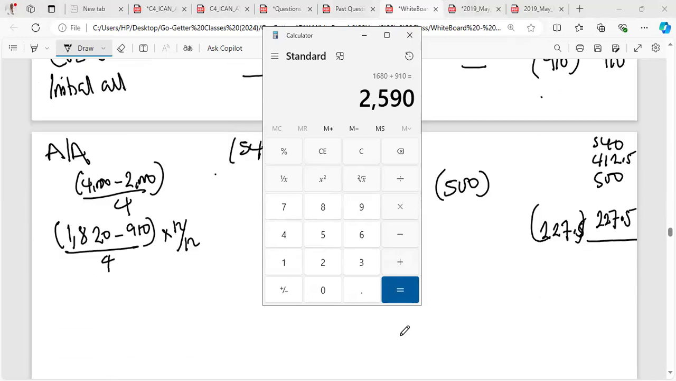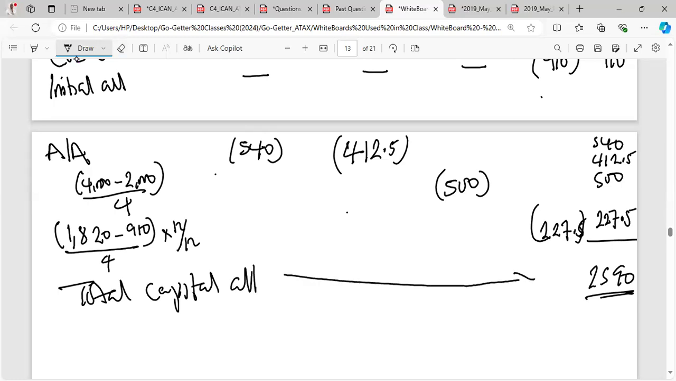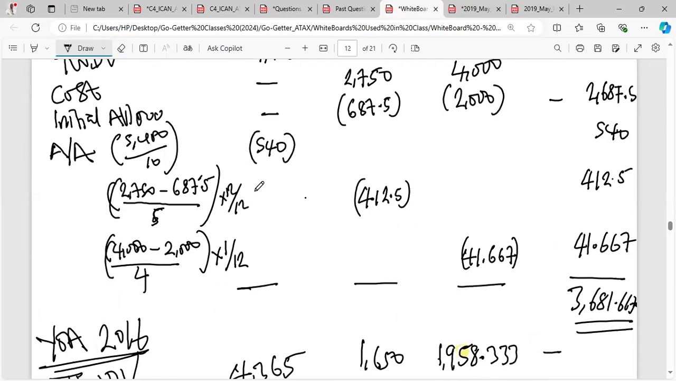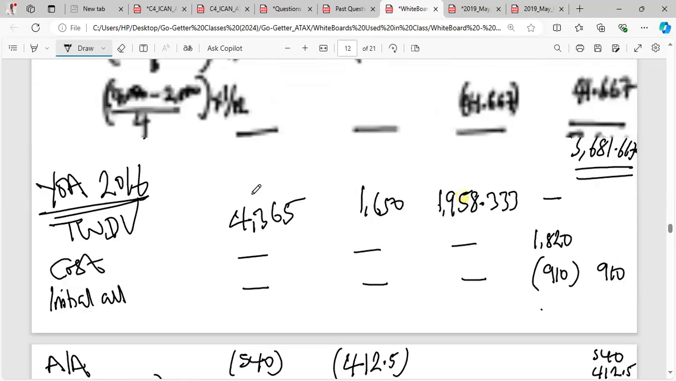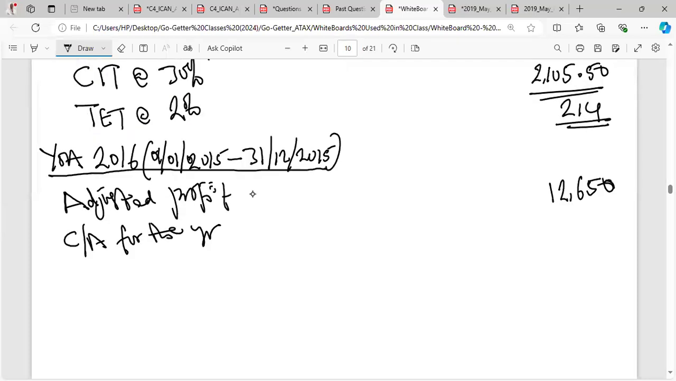2590. So we have 2590. That's your capital allowance. So that's your capital allowance. Total capital allowance 2590. So it can be claimed. I'll just bring it straight here. 2590. It can be claimed, and no one will be carried back forward to the other year.